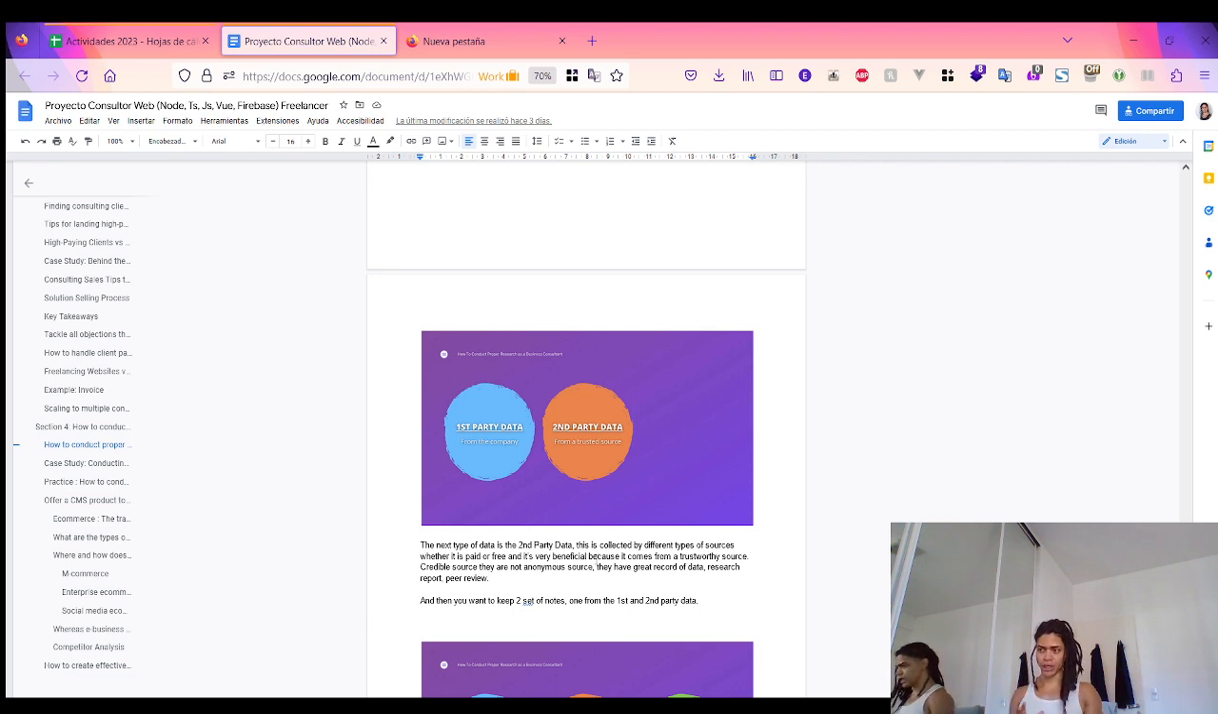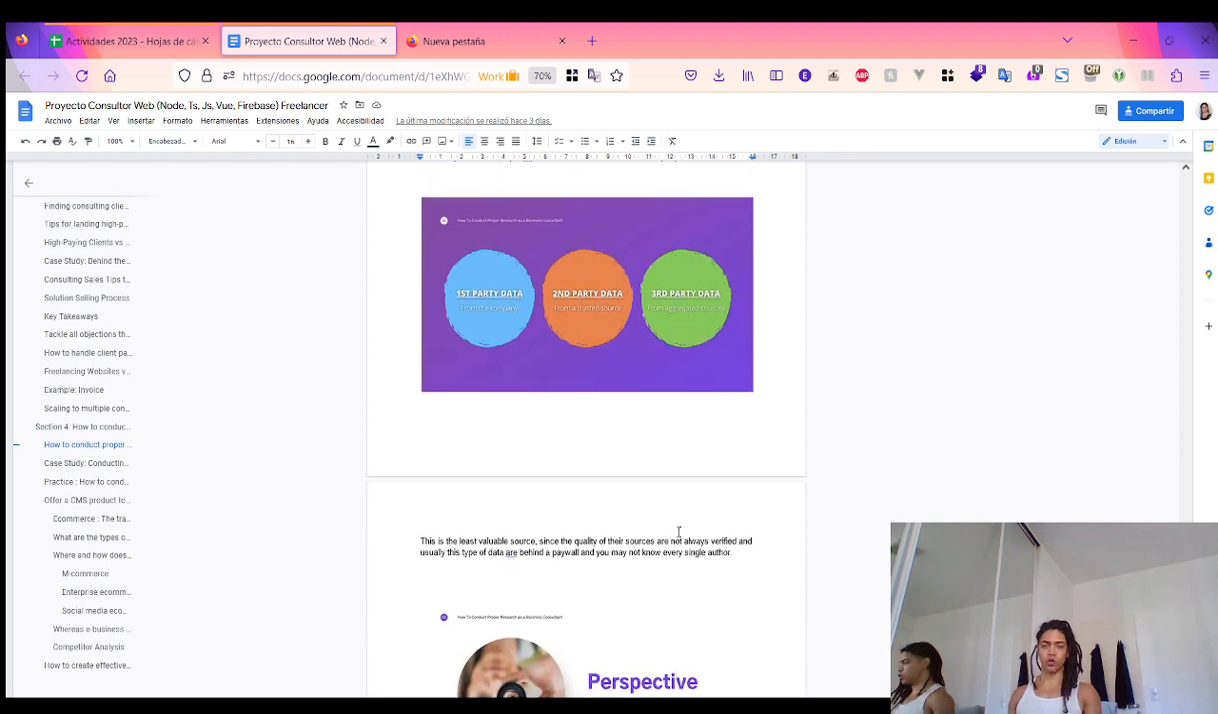And then you look at aggregate source data, where the quality is not that good, especially because some of the time it might be behind a paywall, or you may not know every single author of it. But in any case, it's important to recognize that they exist, okay? And especially when you're conducting research, take notes from the first party data and the second party data, okay?